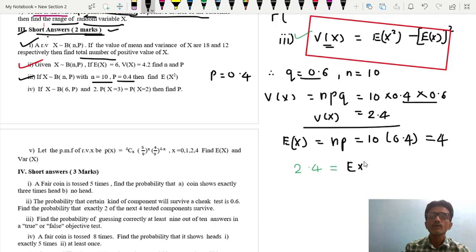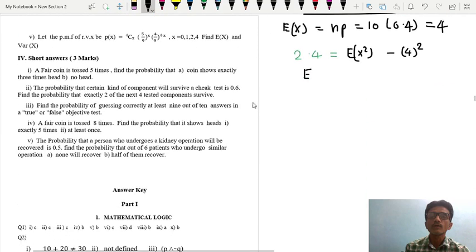E of x square, find करना है, minus Ex. Ex is what, 4 square. So therefore E of x square is what? So E of x square is equal to 2.4 plus this 4 square is 16, which is 18.4. Okay, so that will be what, 18.4 is the answer.